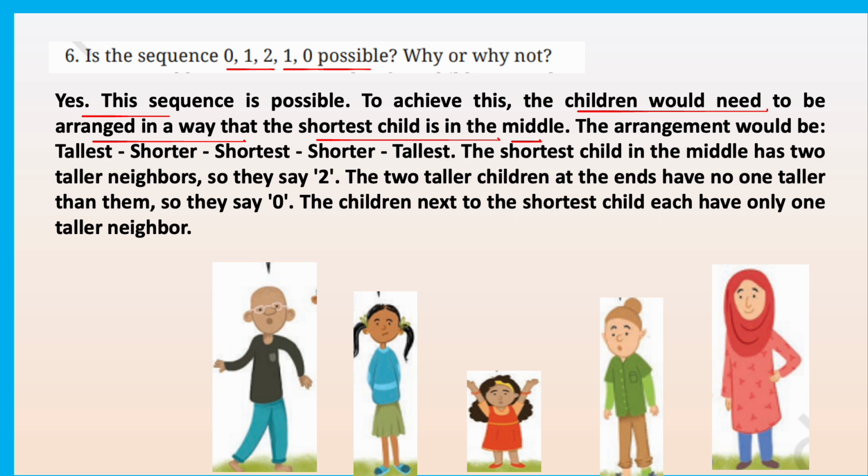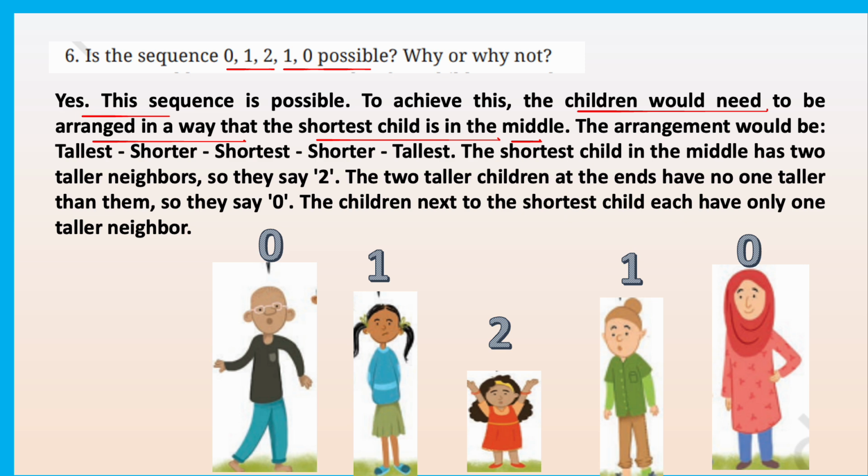See the first child, he has only one neighbor and she is shorter than him. So he will say 0. Then the next child, she has 2 neighbors. One is taller than her. So she will say 1. Then the next child, the shortest child, she has 2 neighbors. Both are taller than her. So she will say 2. Then the next child, he has 2 neighbors. One is taller than him, so he will say 1. Then the next child, she has only one neighbor and he is shorter than her. So she will say 0. So this sequence 0, 1, 2, 1, 0 is possible.